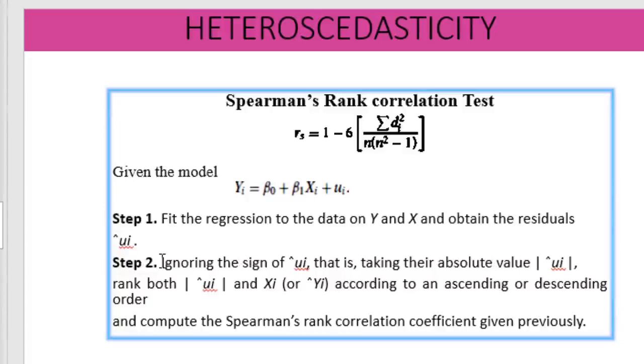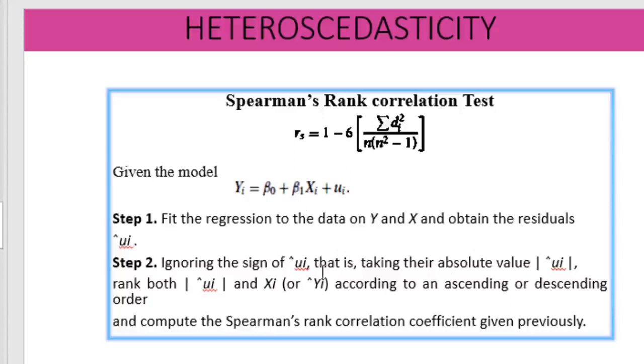Here the Spearman's rank correlation is denoted as RS, which is equal to 1 minus 6 into sigma di square divided by n into n square minus 1, given the model y equal to beta 0 plus beta 1 xi plus ui. Then fit the regression to the data on y and x and obtain the residual. That is the first step.